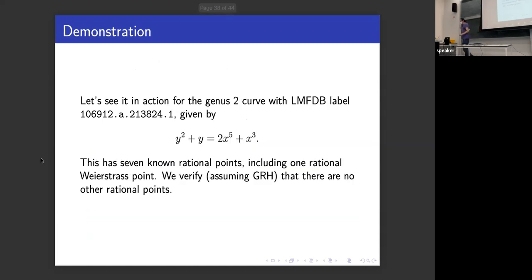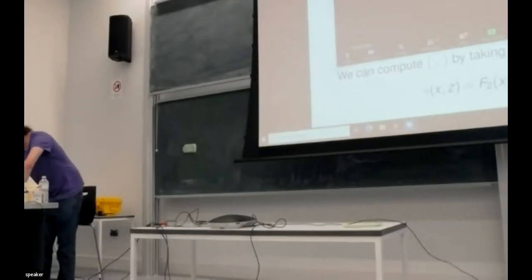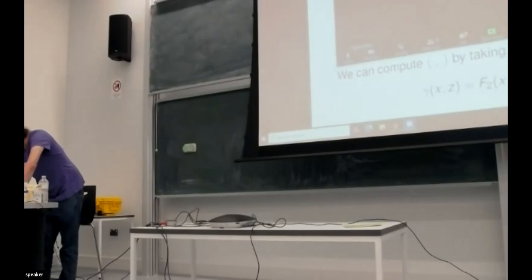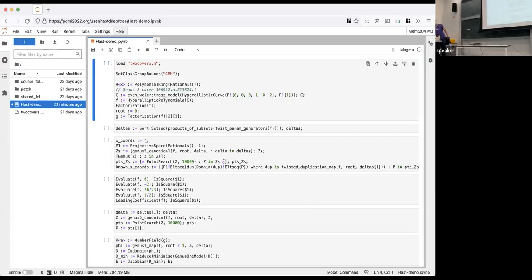So that's all a little bit abstract. Let's actually see this in action. So we've got this curve with this given equation. It has 7 known rational points. And let's actually verify that it has exactly 1 rational Weierstrass point. So let me share this demo here. Great.